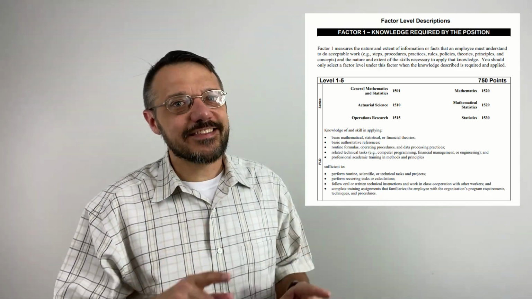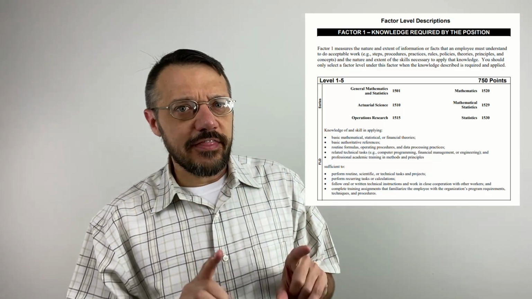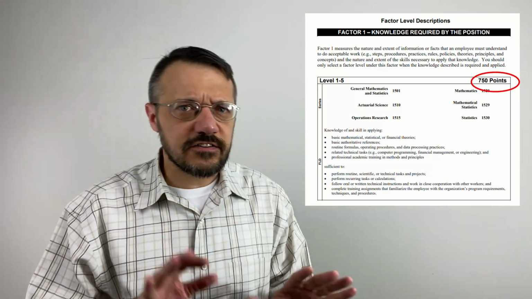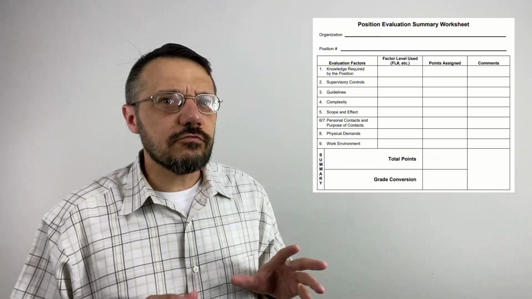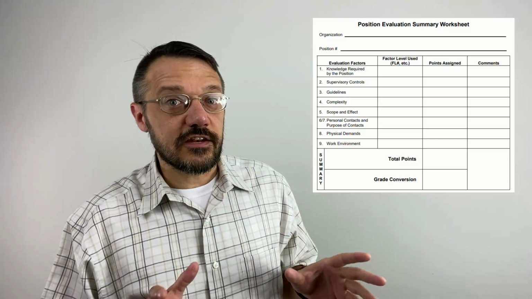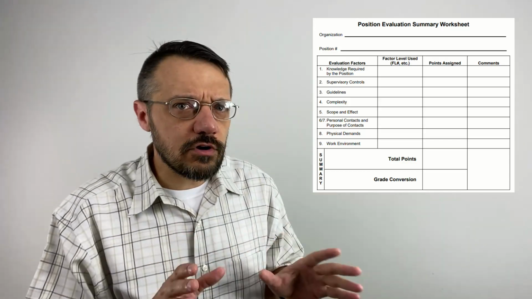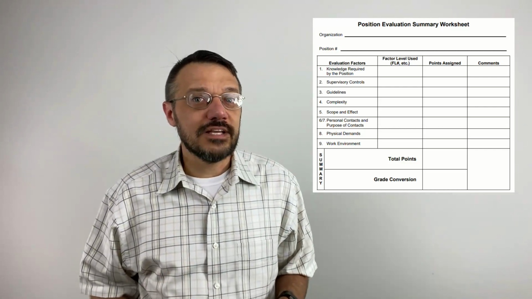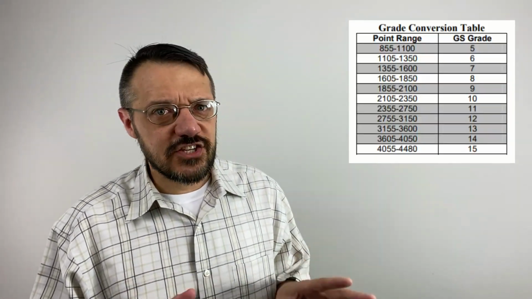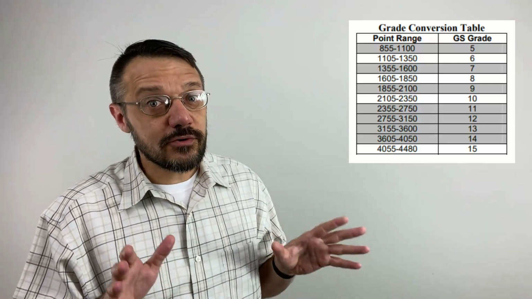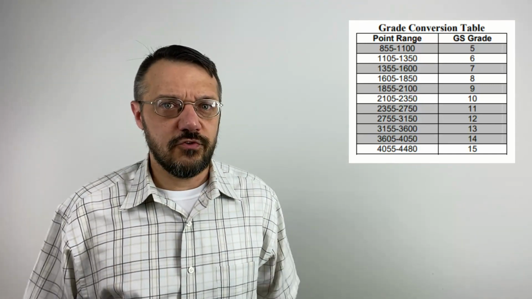And now, check this out. Do you see how there are points associated with each factor and level combination? Well, once you've written up every factor and determined the level that's associated with it, what you do is you total up all those points. And then you compare that total to the grade classification table in the manual. That tells you what GS level your position description qualifies for.